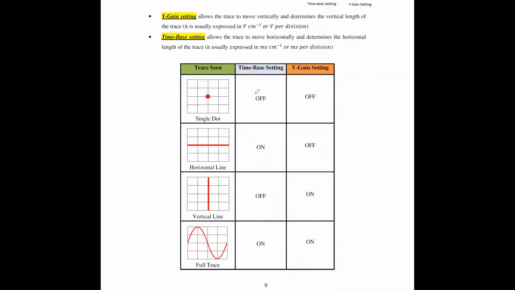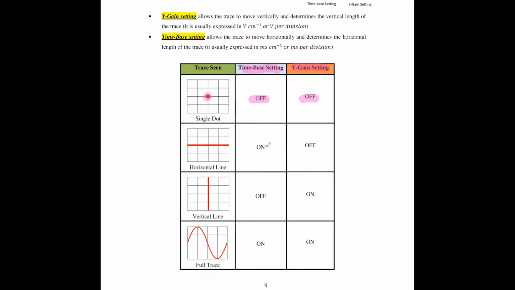Next, let's review the effect of switching on and off the time-base setting and Y-gain setting on the trace seen on the screen. If the time-base setting is switched off, then the trace cannot travel horizontally. If the Y-gain setting is also switched off, then the trace cannot travel vertically too. The end result is that we only see a single dot on the CRO screen.